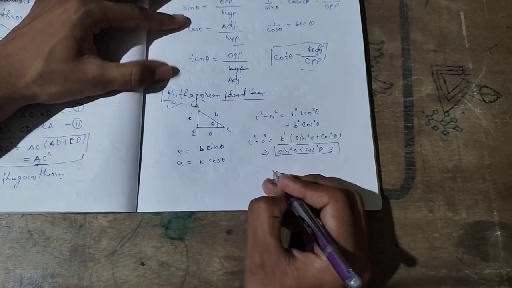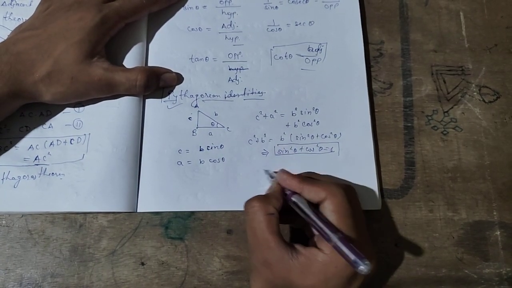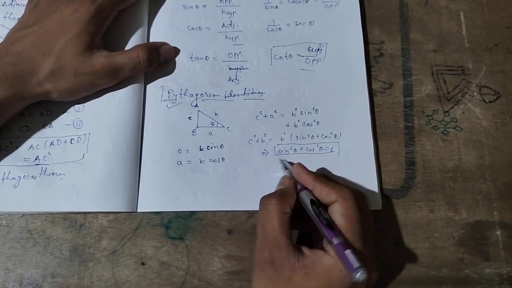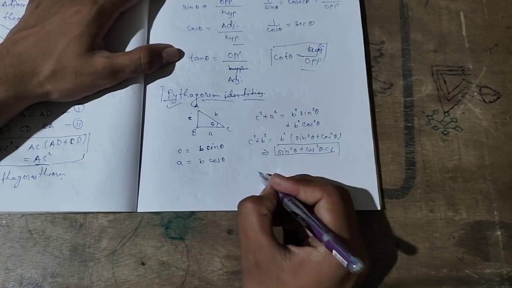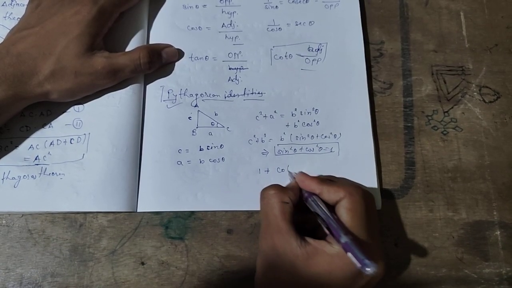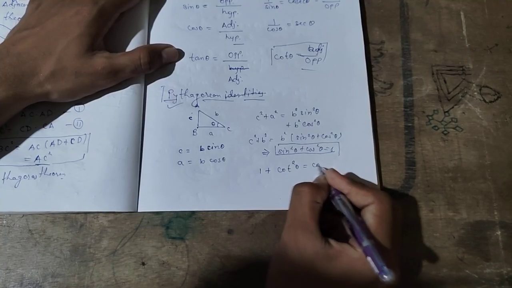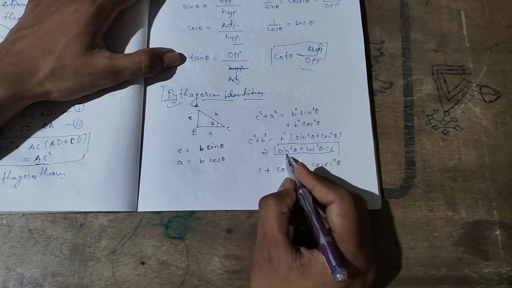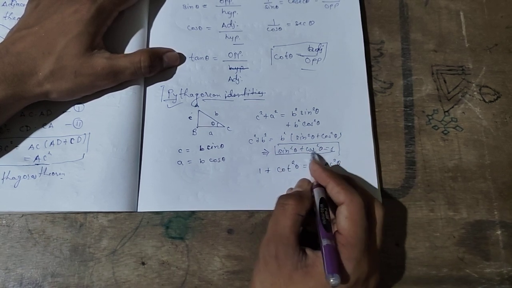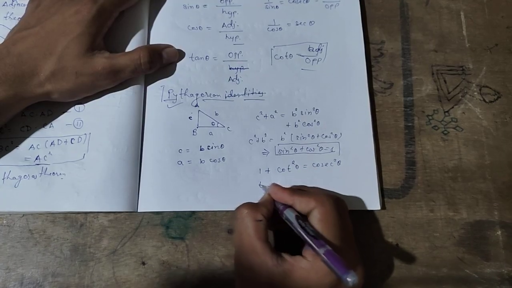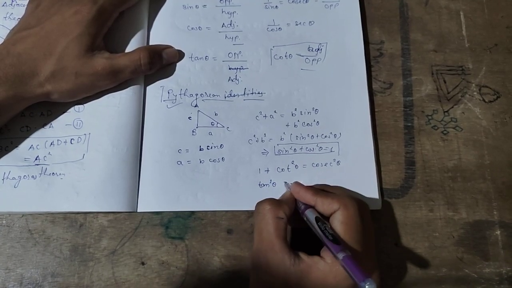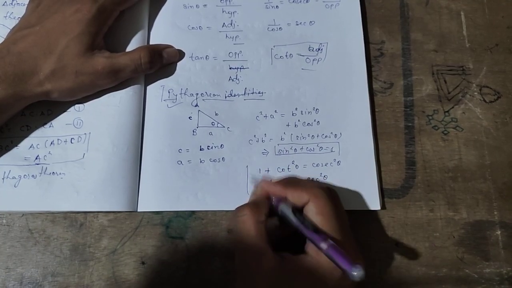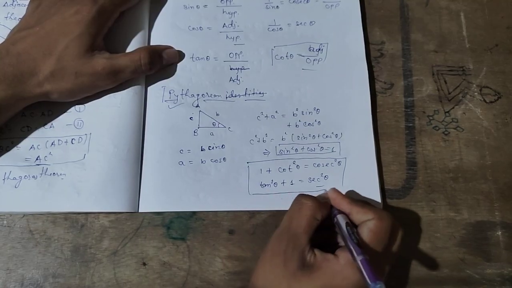And the second: we can just divide by sine square theta, that is 1 plus cot square theta is equal to cosec square theta. And similarly we can divide sine square theta plus cos square theta by cos square theta, and we get tan square theta plus 1 is equal to sec square theta, and that's all.